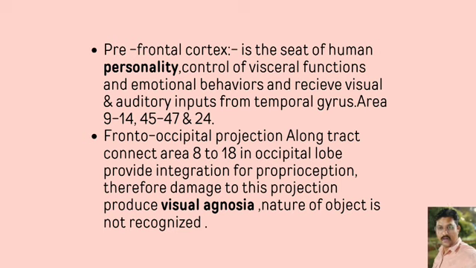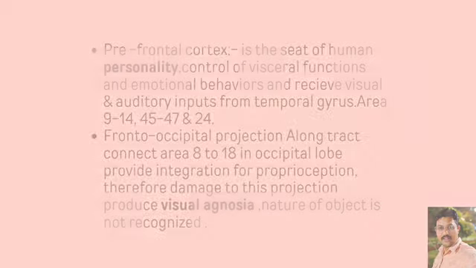Prefrontal cortex is the association area in the frontal lobe. Each lobe has its association area, and they are integrated with other cortical areas to facilitate and control sensory and motor activity. Prefrontal cortex represents the human personality and controls visceral functions and emotions. Visual agnosia is a condition in which the nature of an object is not recognized, but vision is normal. It is due to damage of projections between area 8 and 18.